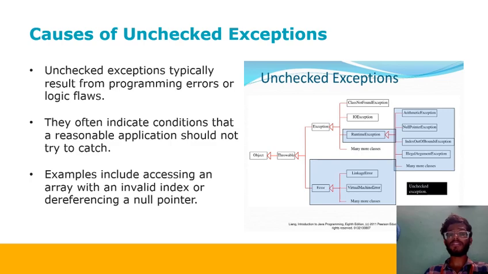Then what are the causes of unchecked exceptions? We have some major causes of unchecked exceptions we can discuss in Java. Unchecked exceptions typically result from programming errors or logical flaws. They often indicate conditions that a reasonable application should not try to catch. Examples may include accessing an array with an invalid index or dereferencing a null pointer. These are some causes that can be faced by unchecked exceptions.